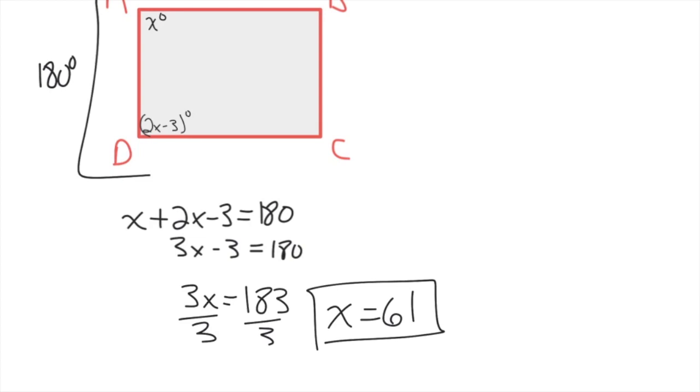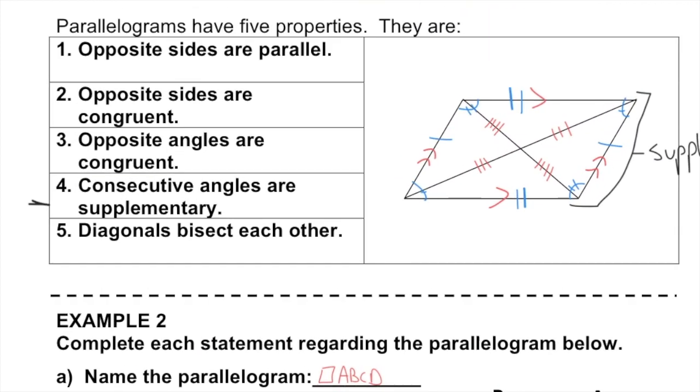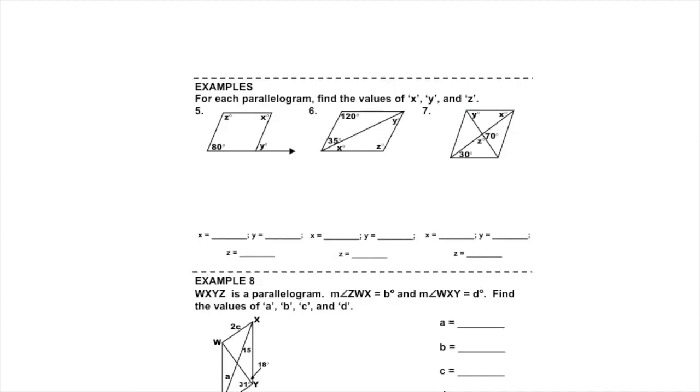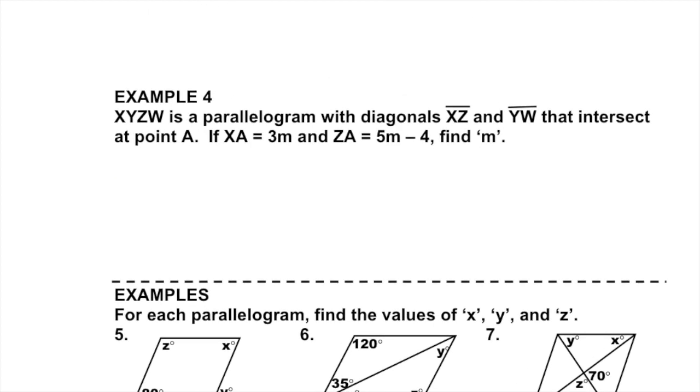All right, let's go to the page. What it tells me about diagonals up here is that diagonals bisect each other, so they cut each other. You know that opposite angles are congruent, and consecutive angles are supplementary. Page, the last page. Example 4 says XYZW is a parallelogram with diagonals XZ and YW that intersect at point A. So that's a lot of stuff. I'm going to go ahead and sketch this. I'm going to make it pretty big.